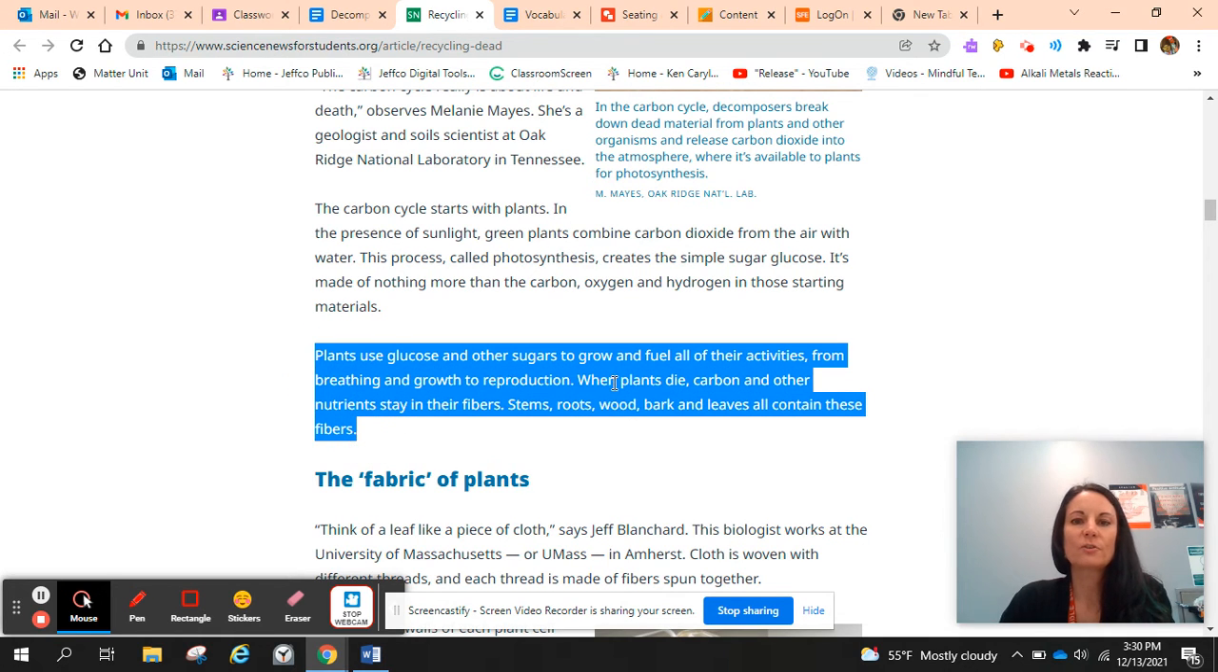Plants use glucose and other sugars to grow and fuel all of their activities, from breathing and growth to reproduction. When plants die, carbon and other nutrients stay in their fibers. Stems, roots, wood, bark, and leaves all contain these fibers.